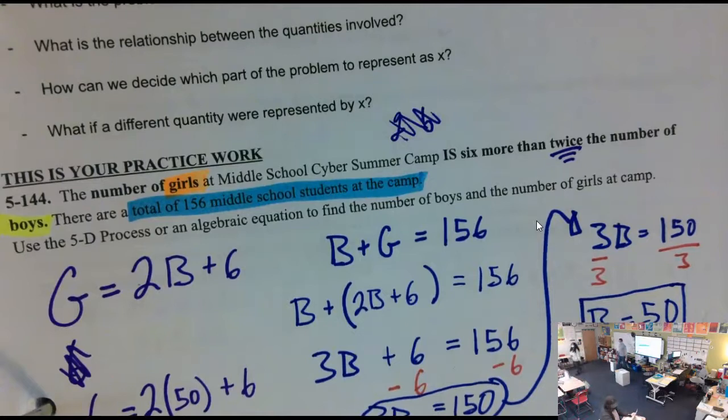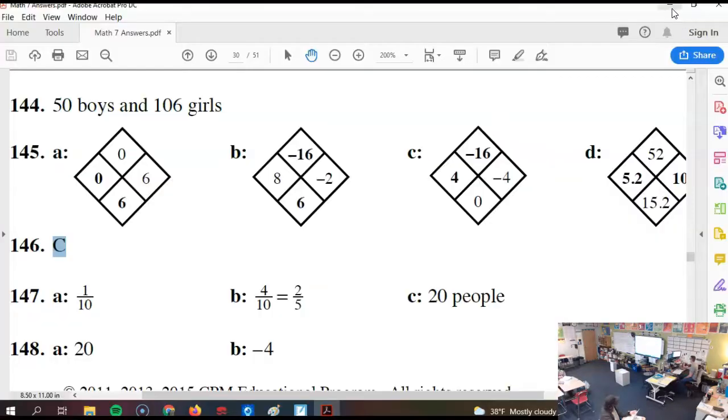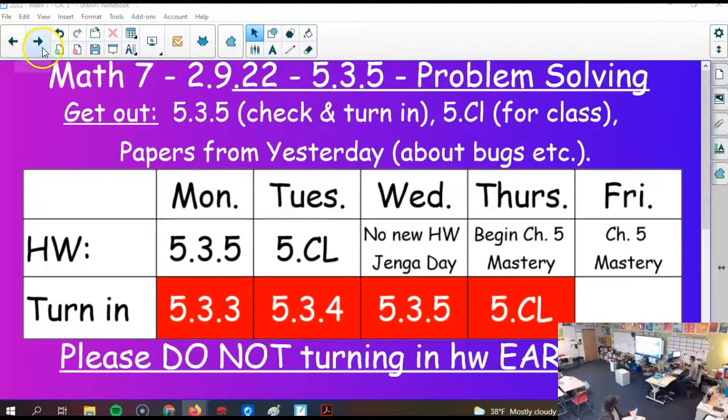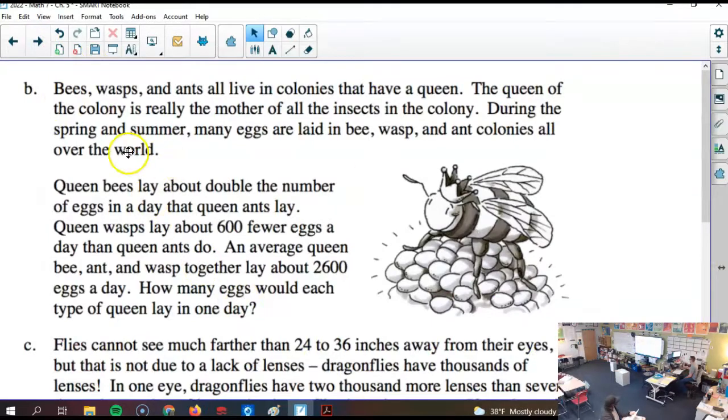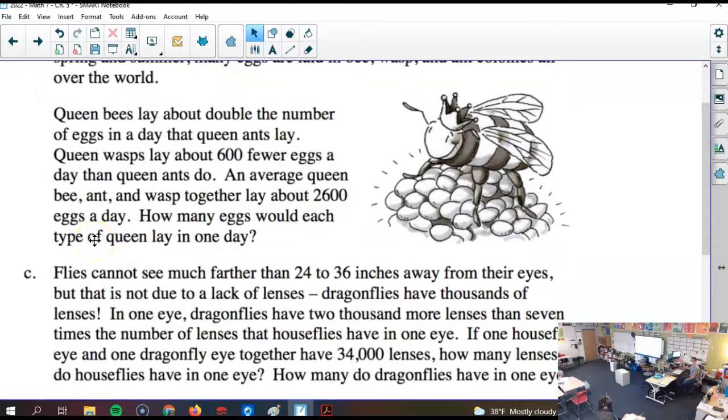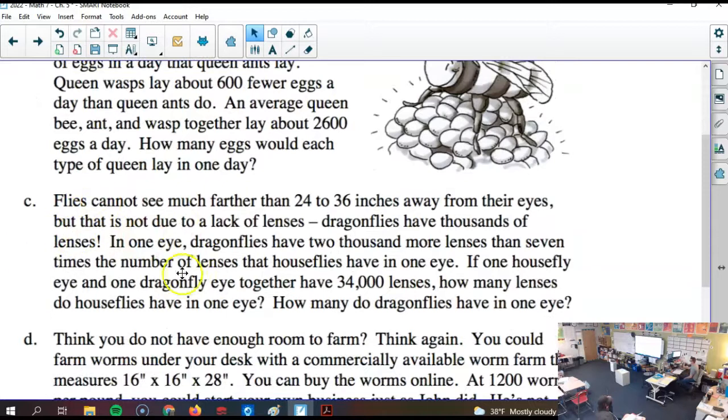Alright, so for the fact that we're almost out of time, I feel like we should probably just do one more of those problems together from yesterday. Our other problems were about the bugs and everything else. So, do we want to do bees and wasps, or do we want to do flies? Let's do hands up. Hands up if you want to do the bees and wasps problem. Not very many. Hands up if you want to do the flies problem. Ooh, that feels like more. All right, let's do the flies problem.